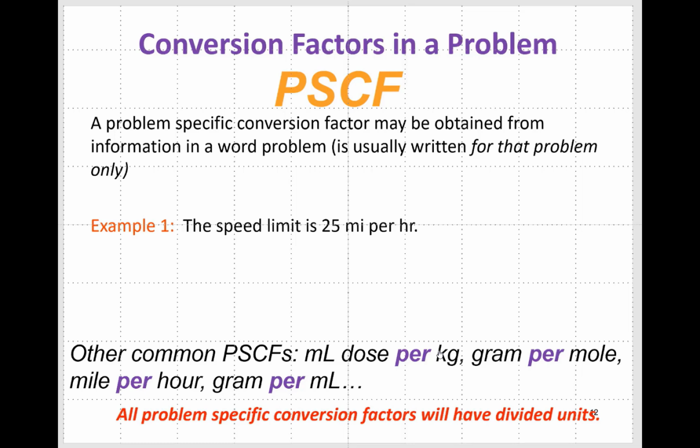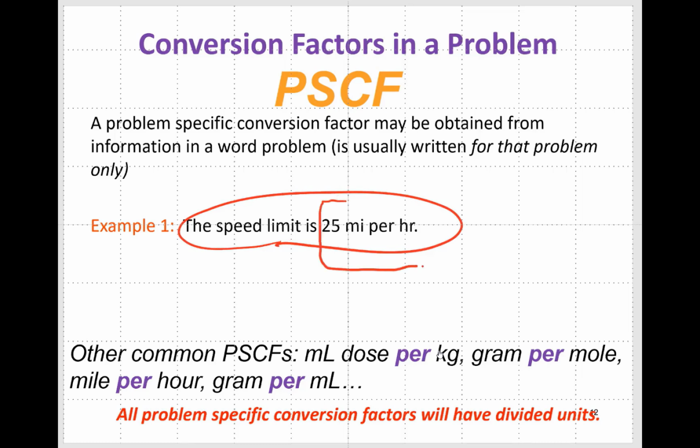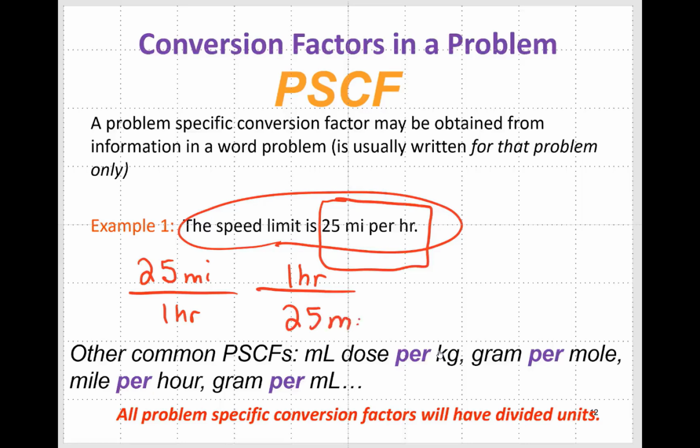An example is if you had a word problem that said the speed limit is 25 miles per hour, you might think this 25 miles per hour could be used as a problem-specific conversion factor. So how would we write this information as a conversion factor? We could write it in two different ways. We could write it as 25 miles over 1 hour, or 1 hour over 25 miles. The way we choose to write it, of course, is going to depend on what the problem asks for.